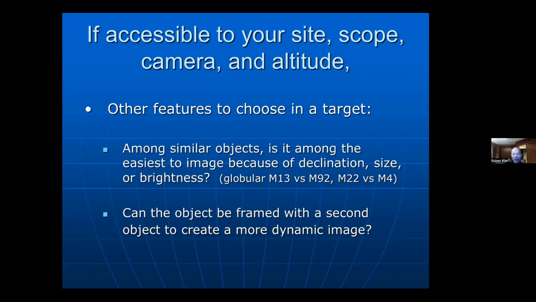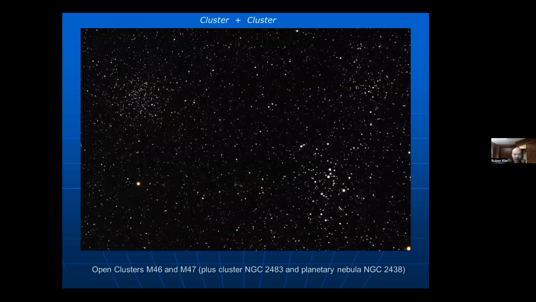As you're getting started, can you frame an object with a second object to create a more dynamic image? And that's where planning is. Don't just necessarily center on your object. So there are a variety of ways that you can plan for two objects.